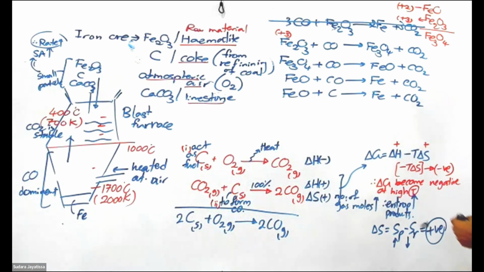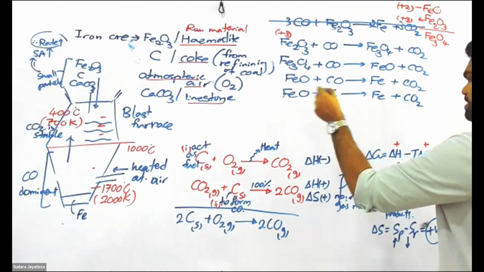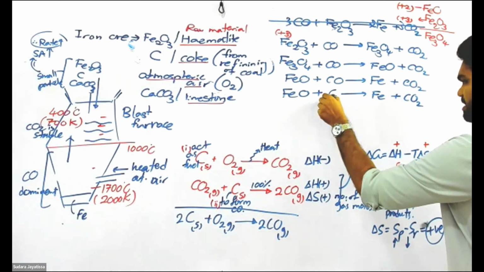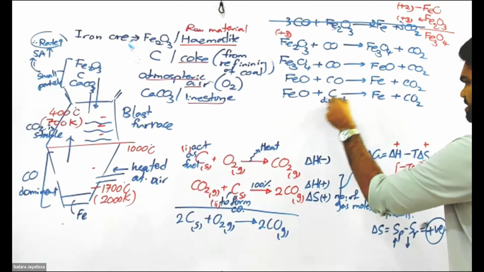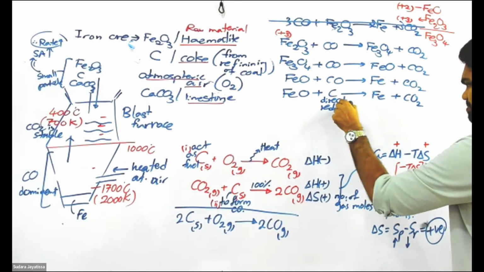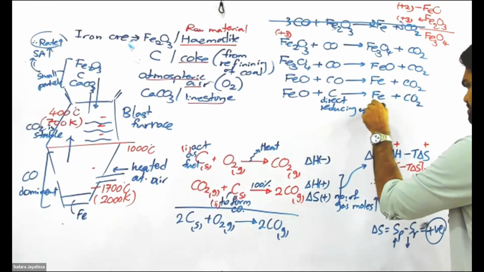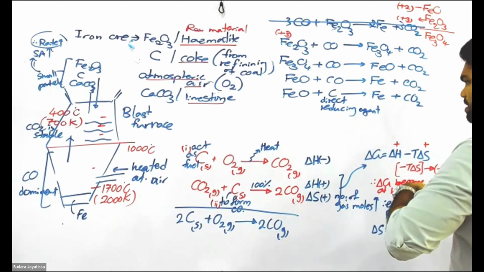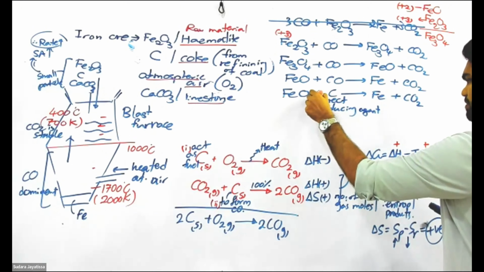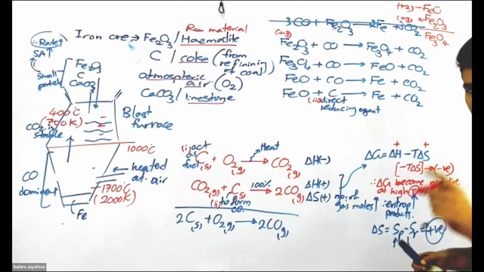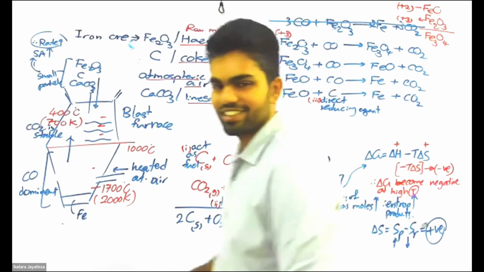Fe. Understand? Coke itself can react with FeO. Okay, so this is the third function of coke. So it does this direct reducing also. It is a direct reducing agent also. Okay, so that's the third function of coke. So that's our 7th reaction.